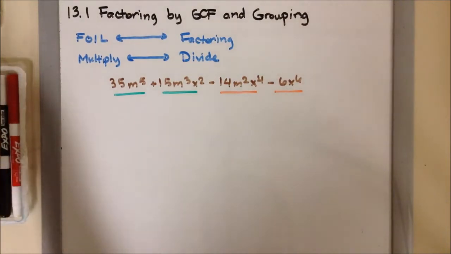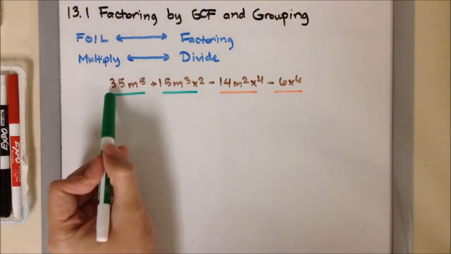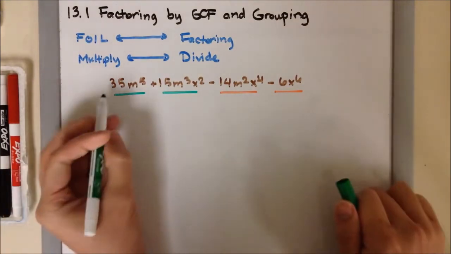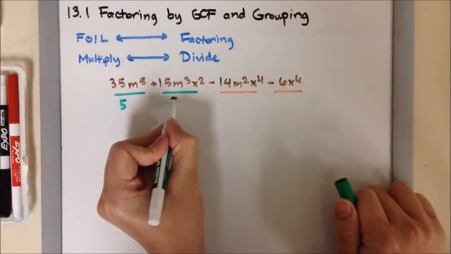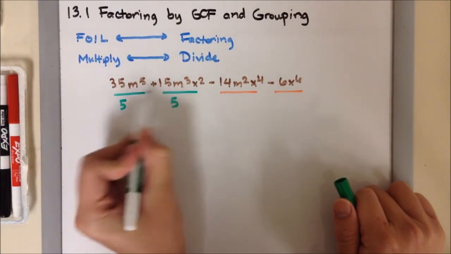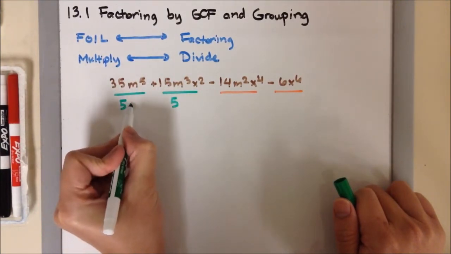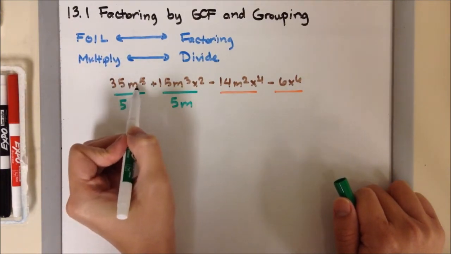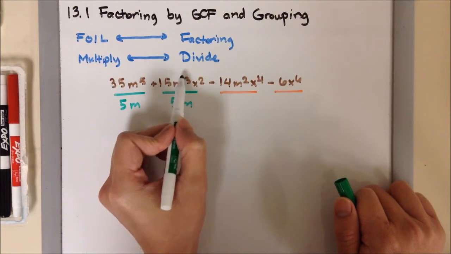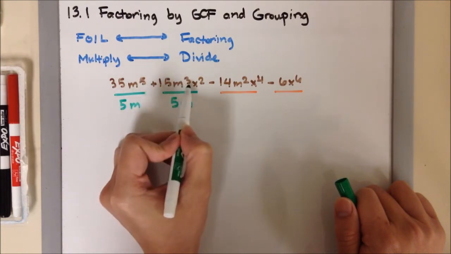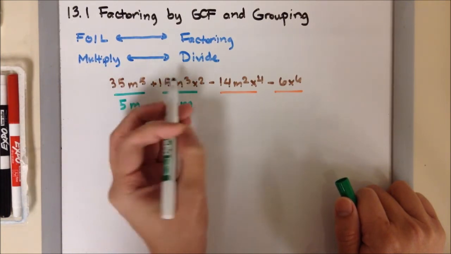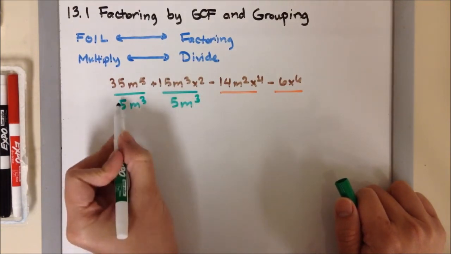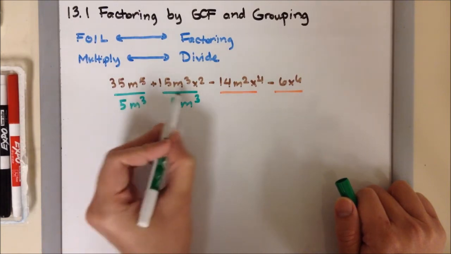Alright, so let's take a look at the left side. 35 and 15, they're both divisible by 5, so I'm going to put 5 underneath. They also both have m, so I'm going to put m. So let's take a look at their exponent, m to the 5th and m to the 3rd. Between the 5th and the 3rd, we're going to use the lowest exponent, which is the 3rd. So I'm dividing the left side by 5m to the 3rd on both of these terms.